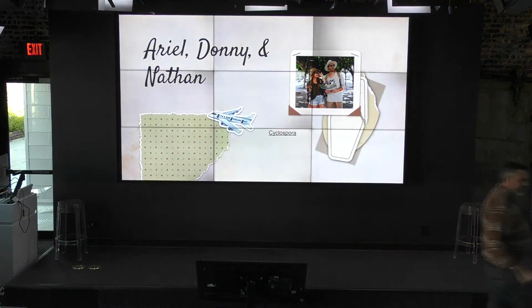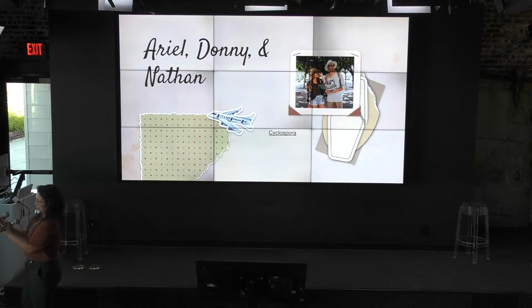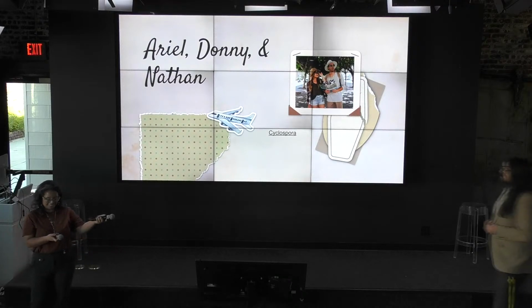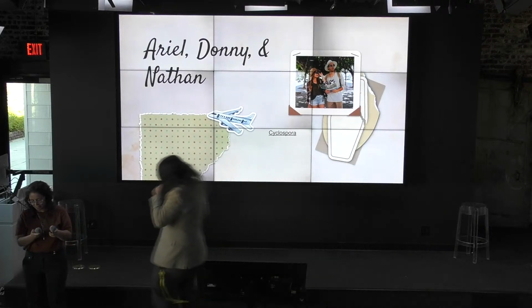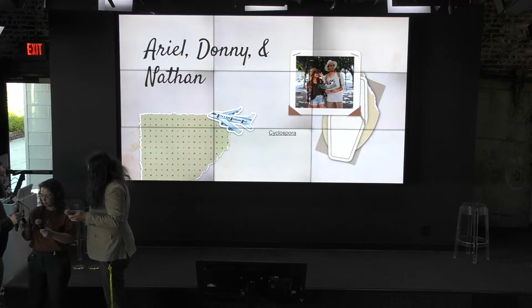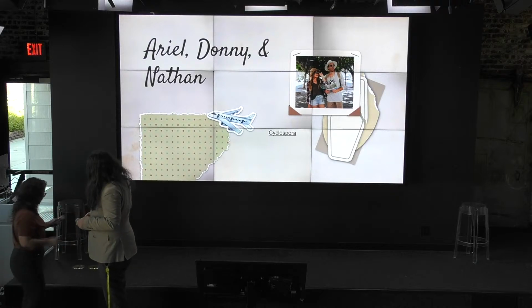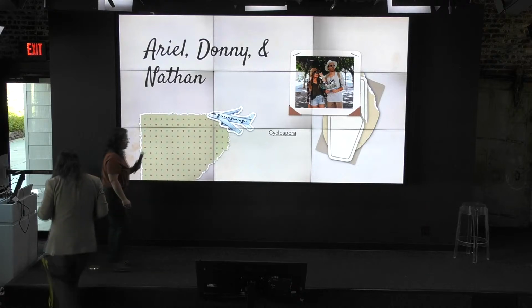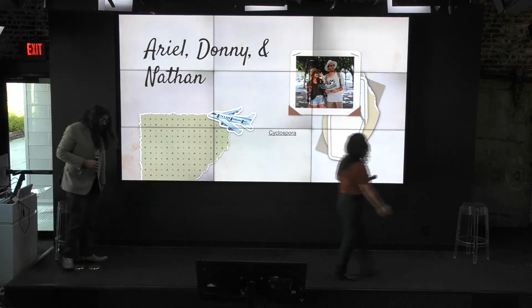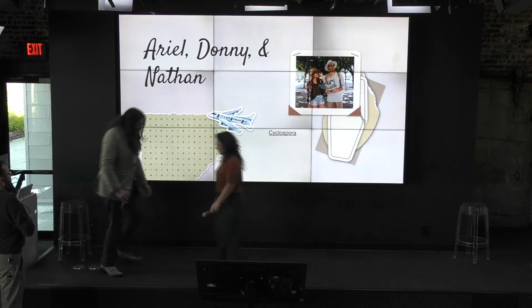We have Ariel, Donnie, and Nathan. Okay. All right. Hey, this is fun. I get to see the TV. If you have the clicker, you may need to stand over here and closer to the thing. How come you get the clicker?